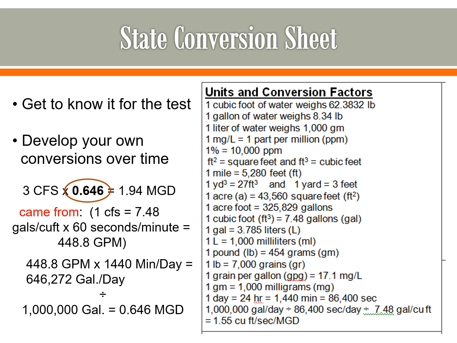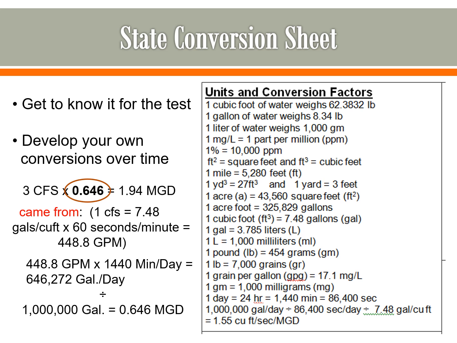On the left side here, you can see I've got just this quick little problem. 3 times 0.646 equals 1.94 million gallons, right? So where did that 0.646 come from? Well, if 1 CFS is the equivalent of 7.48 gallons per minute times 60 seconds, then you're left with 448.8 gallons per minute, right? And that in and of itself is a shortcut.